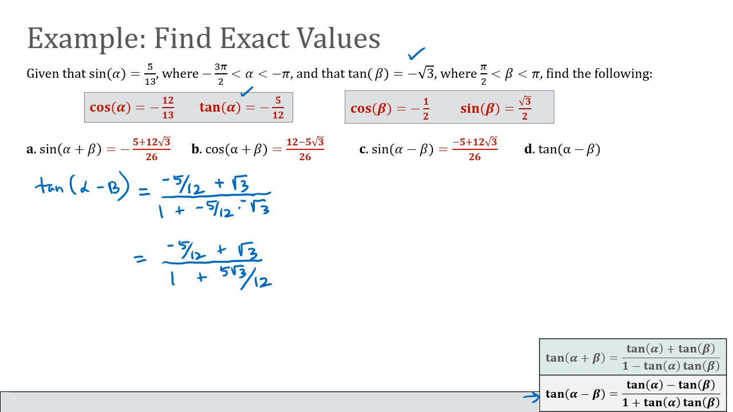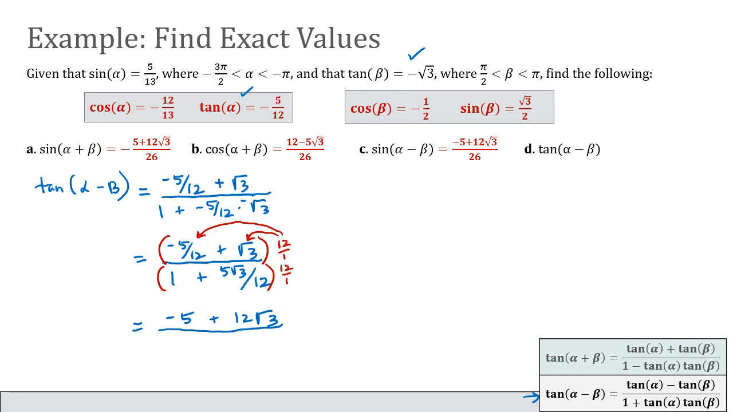There's lots of ways that you can do this, but when I have fractions within fractions, what I like to do is clear those fractions. In this case, I'm going to multiply the numerator by 12. Now, when I say 12, I mean 12 over 1, right? That's what 12 is. If I do that in the numerator, I'm going to have to do that in the denominator as well. So when I multiply 12 by each of the terms in the numerator, I get -5 plus 12 times the square root of 3. That looks a lot better.